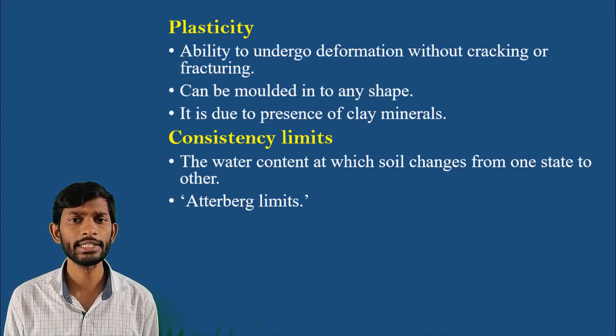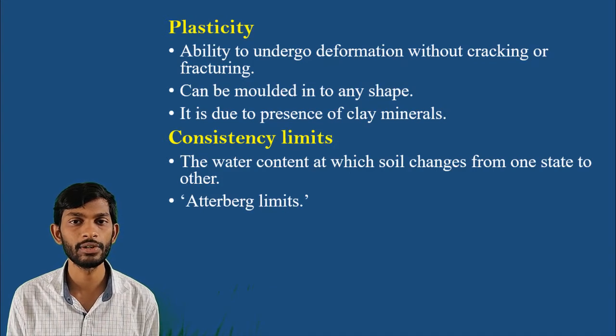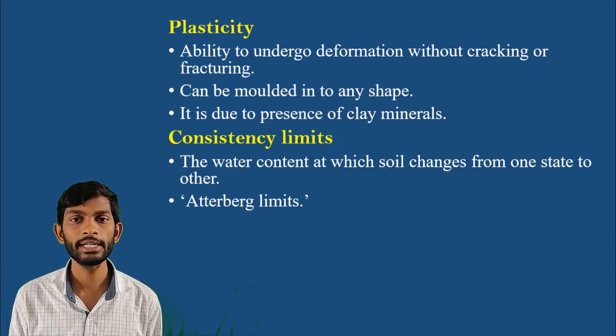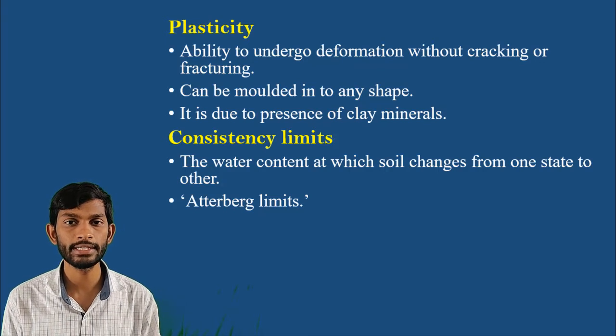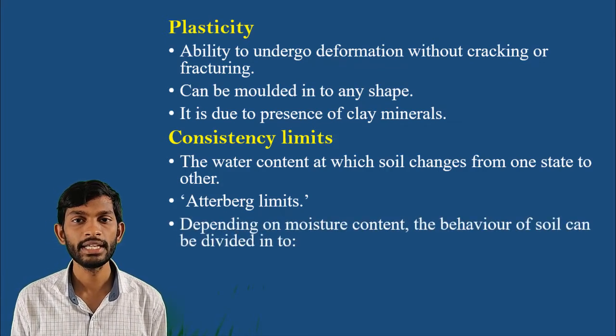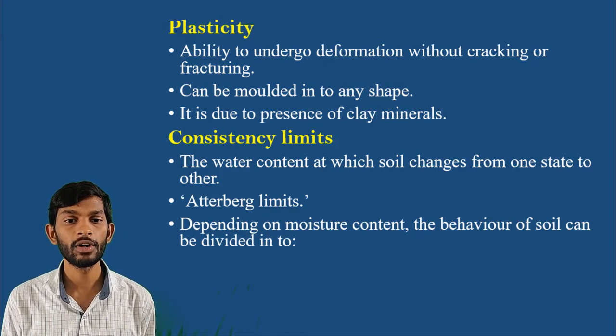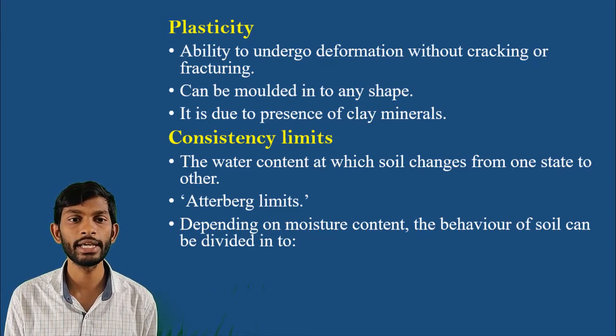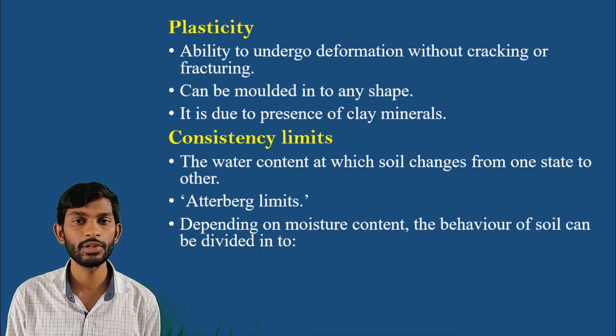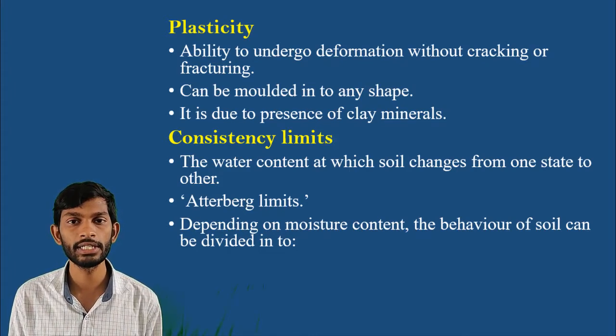So now the next thing is, the consistency limits are also called Atterberg limits. Atterberg is the name of a scientist who coined these consistency limits, and upon his name these consistency limits are also called Atterberg limits. The next important thing is, depending on the moisture content, the behavior of the soil can be changed. You know this, right? So when you use high amounts of water, the soil will be converted into a liquid material. When you use sufficient amount of water content or moisture content, the consistency of soil will be solid or semi-solid in state, right?